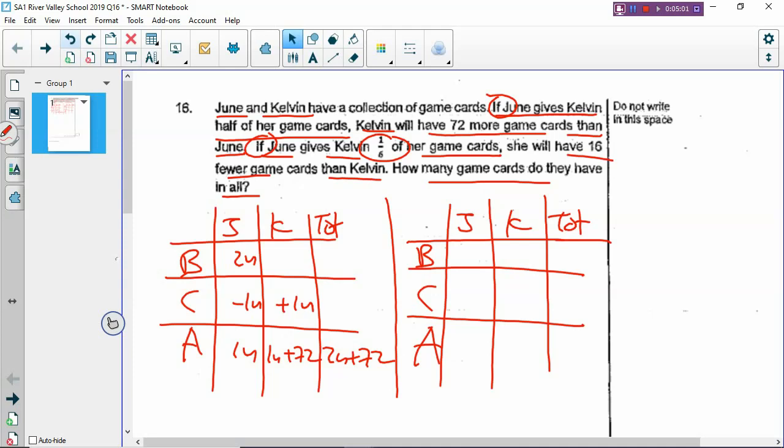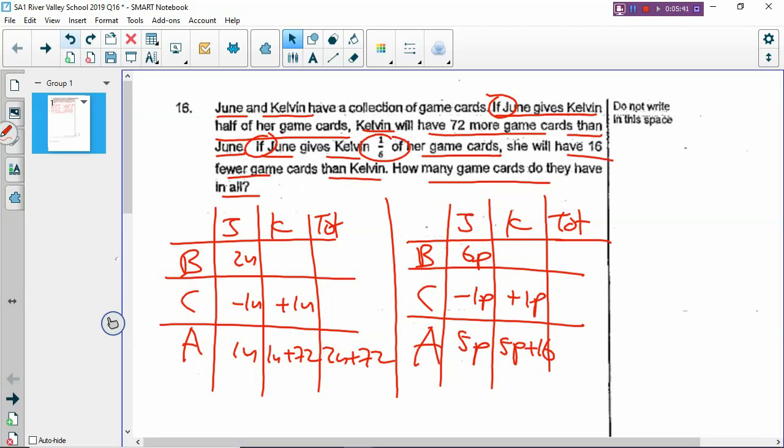If June gives Kevin 1/6 of her game cards, instead of putting the fraction again in the box, June has 6 parts, and you can't use 6 units because you already have units. She gave 1/6 or 1 part, and now she has 5 parts left. And the 1 part goes to Kevin, right? Kevin has 16 more than June. So there'll be 5 parts and 16, right? Got it? So that's how you fill in the boxes.